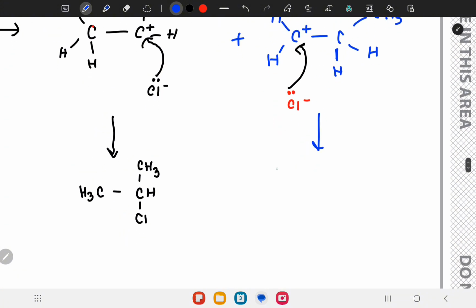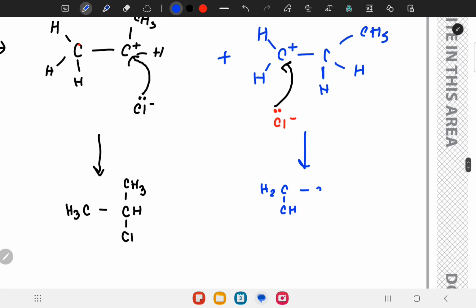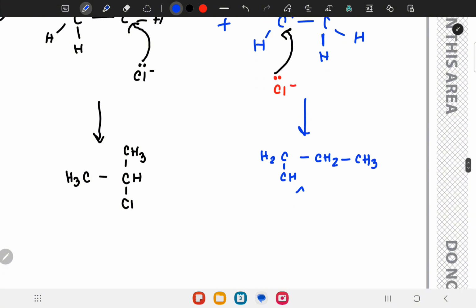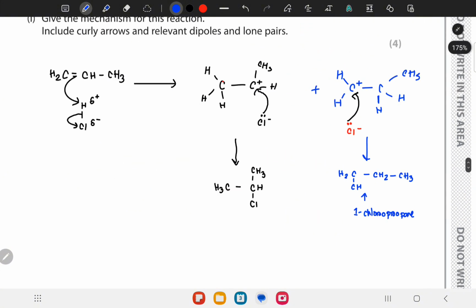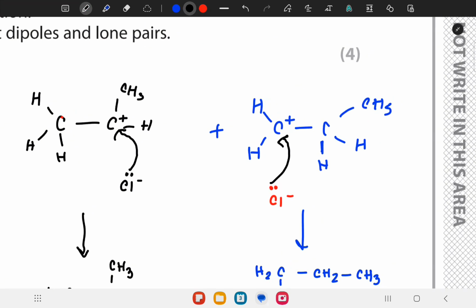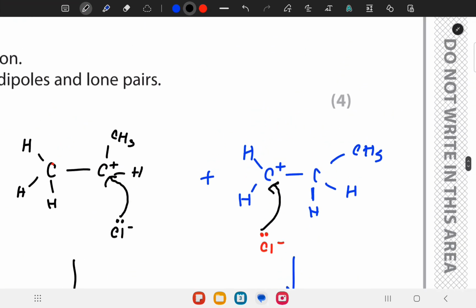So we'll have H2C Cl CH2CH3. So this over here is 1-chloropropane. This would be the minor product, because we know that if we go here, no.